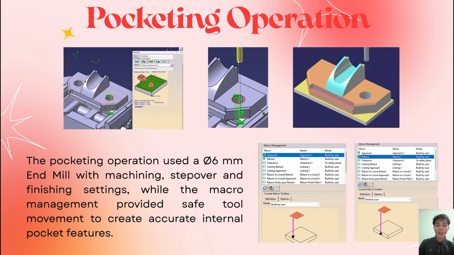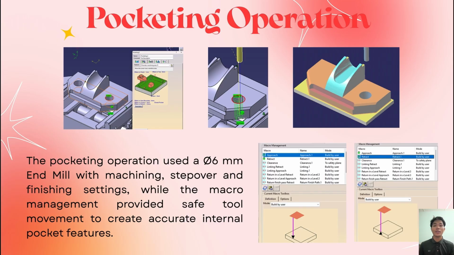Okay, let's move to the pocketing process. For the pocketing process, we use a 6 mm end mill with machining step-over and finishing settings, while the macro management provides safe tool movement to create accurate internal pocket features.